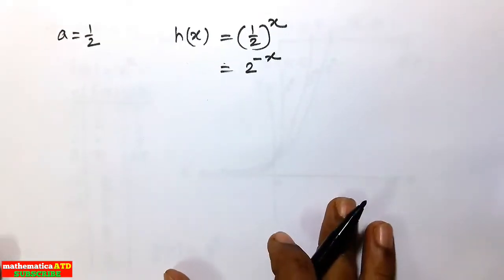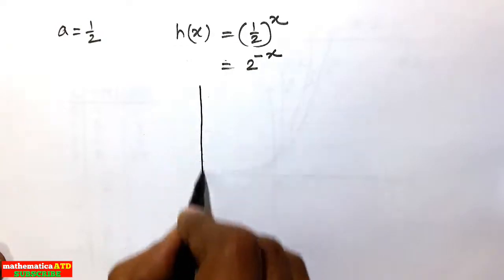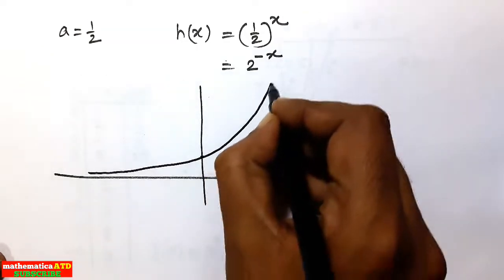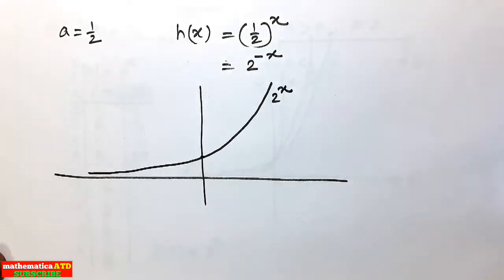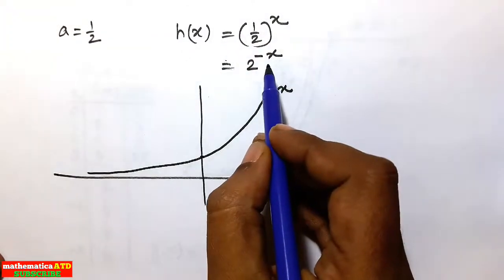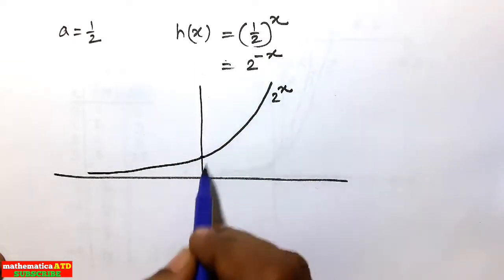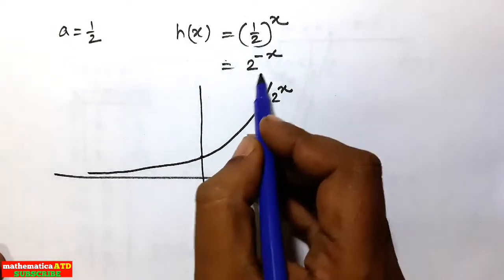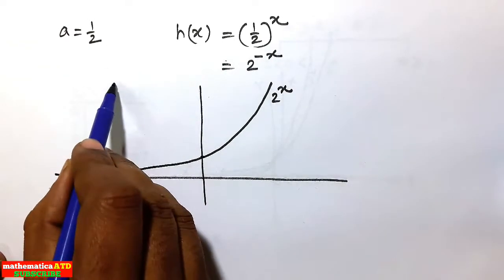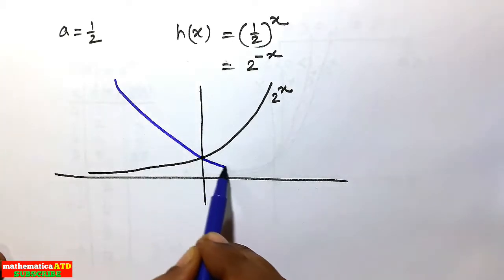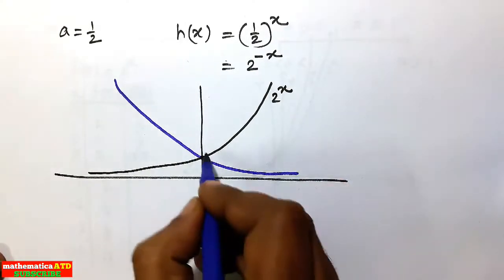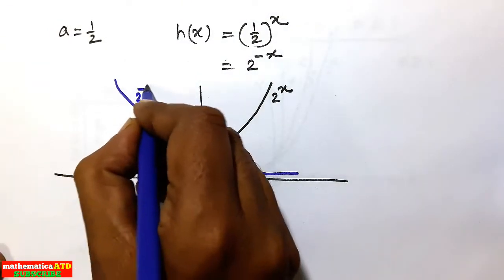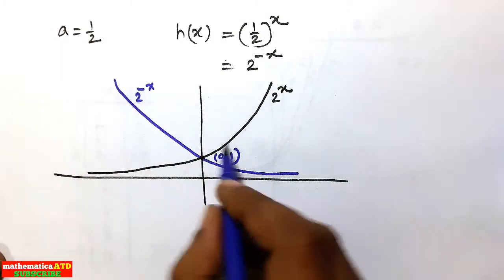Our previous curve for the base a equal to 2 was like this. This is (0, 1). Yes, this is 2 to the power x. And when we plot the curve of 2 to the power minus x, it will be flipped along the y-axis. That is, 2 to the power x will be flipped over along the y-axis. So our 2 to the power minus x will be shown like this. Both of the curves will pass through the point (0, 1). And 2 to the power minus x is just 2 to the power x flipped over the y-axis.